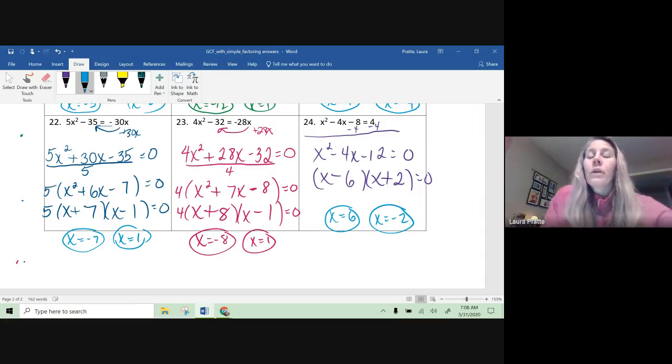And thanks for joining me today and learning about how to factor and solve quadratic equations when you have a coefficient in front of that x squared other than 1.